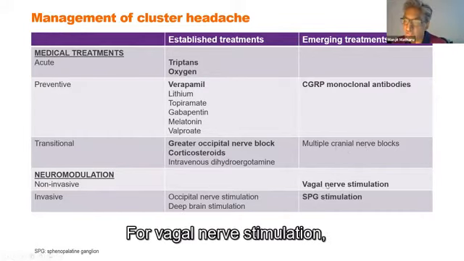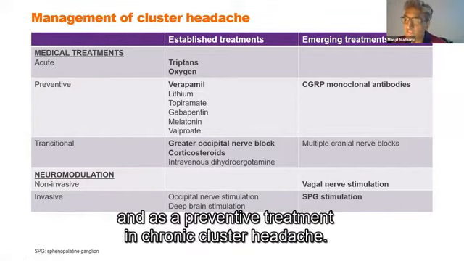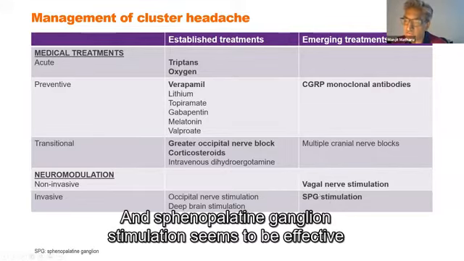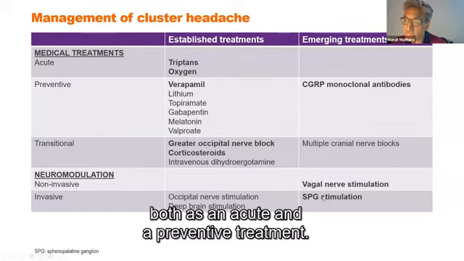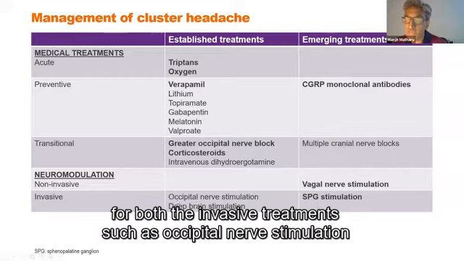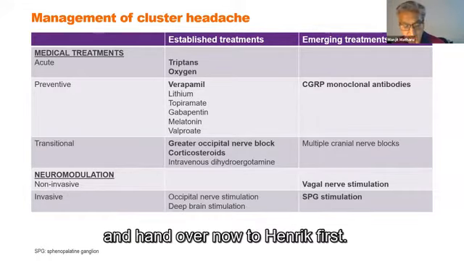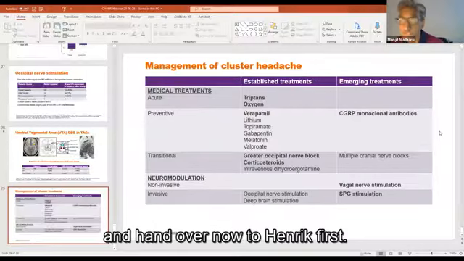For vagal nerve stimulation, effective as an acute treatment in episodic cluster headache, and as a preventive treatment in chronic cluster headache. And sphenopalatine ganglion stimulation seems to be effective both as an acute and a preventive treatment. Good evidence base, but only on an open label basis for both the invasive treatments such as occipital nerve stimulation and deep brain stimulation. And on that note, I'll end my lecture and hand over now to Hendrik first.